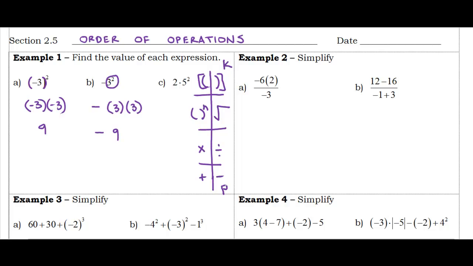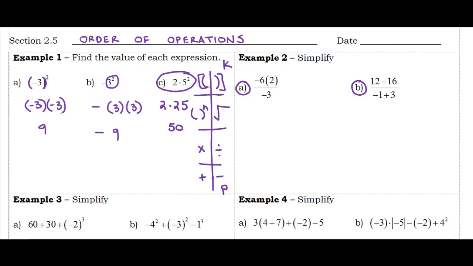Okay? So then in C, what do I do first? Exponent, so I get 2, the multiplication waits, and what's 5 to the second power? 25, 5 times 5. And then I multiply, and I get 50. Okay? With that in mind, why don't you try example 2, A and B, and see what you come up with.